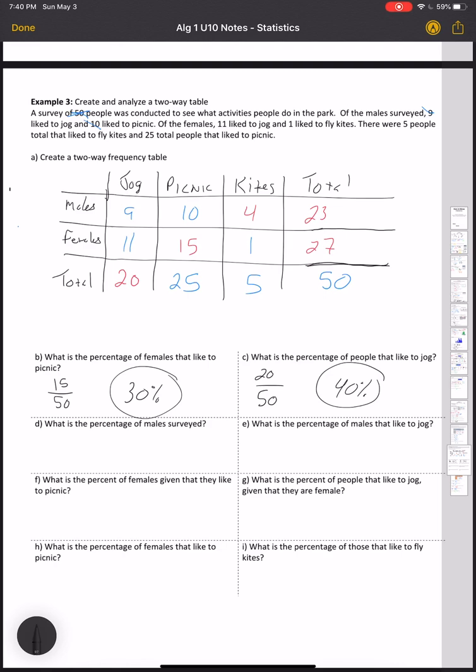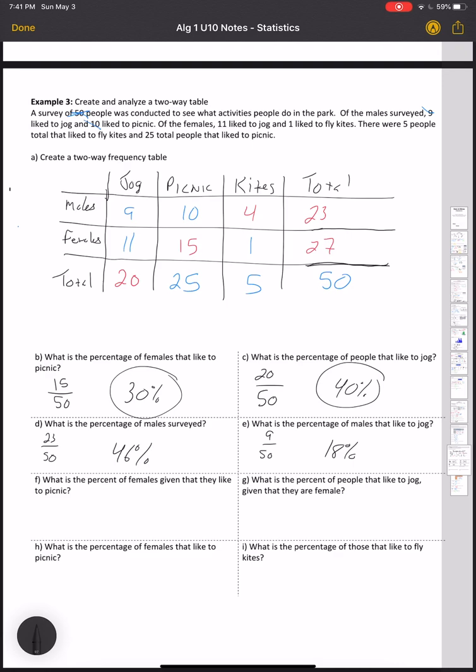What is the percentage of males surveyed? So there were 23 males out of the total 50, which is 46%. What is the percentage of males that like to jog? Well, there were 9 males that like to jog out of the greater 50, so that would be 18%.